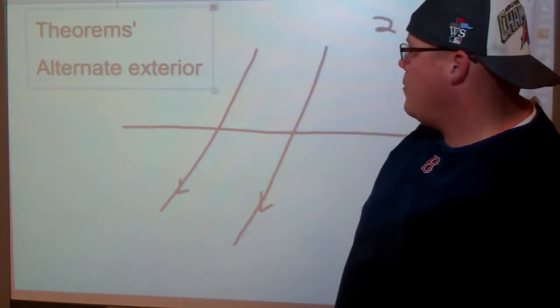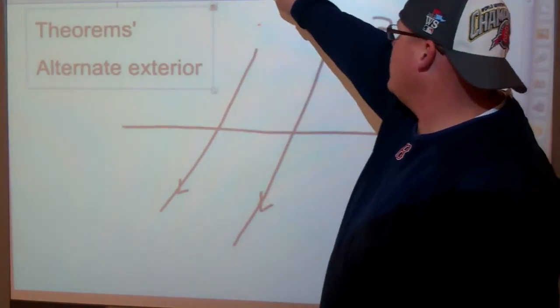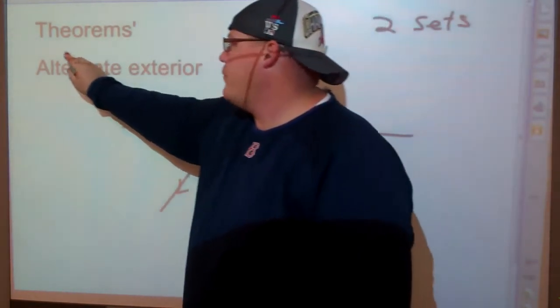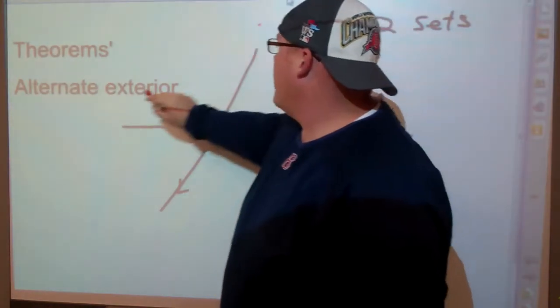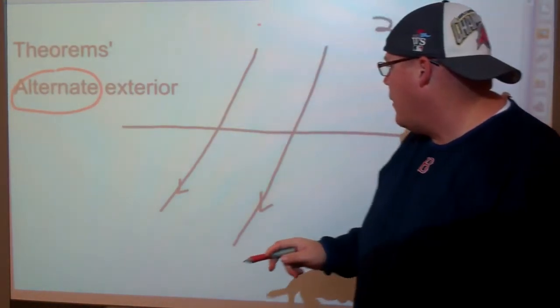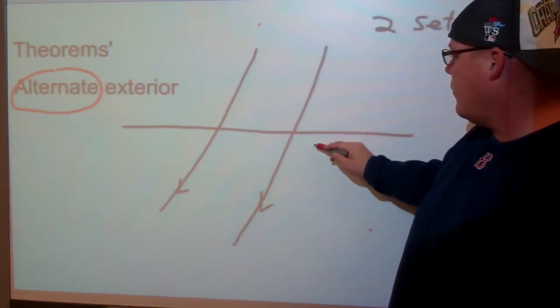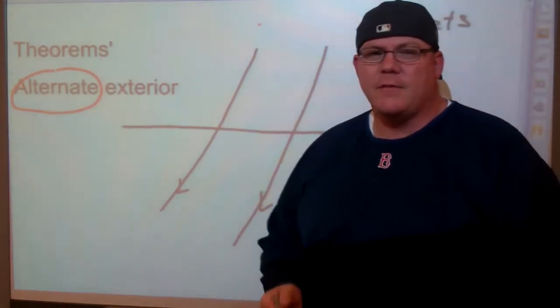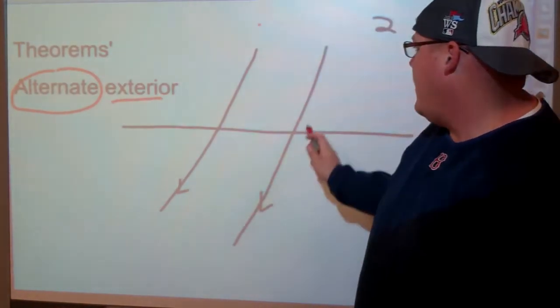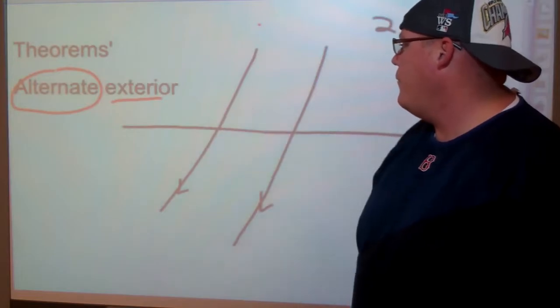So the first one we're going to talk about is the alternate exterior angle. Let's think of the word alternate. The word alternate refers to opposite. So when we're talking about alternate, we're talking about the opposite side of the transversal, alternate sides. They're not on the same side of the transversal, they're on alternate sides. Exterior refers to outside of the 2 parallel lines.